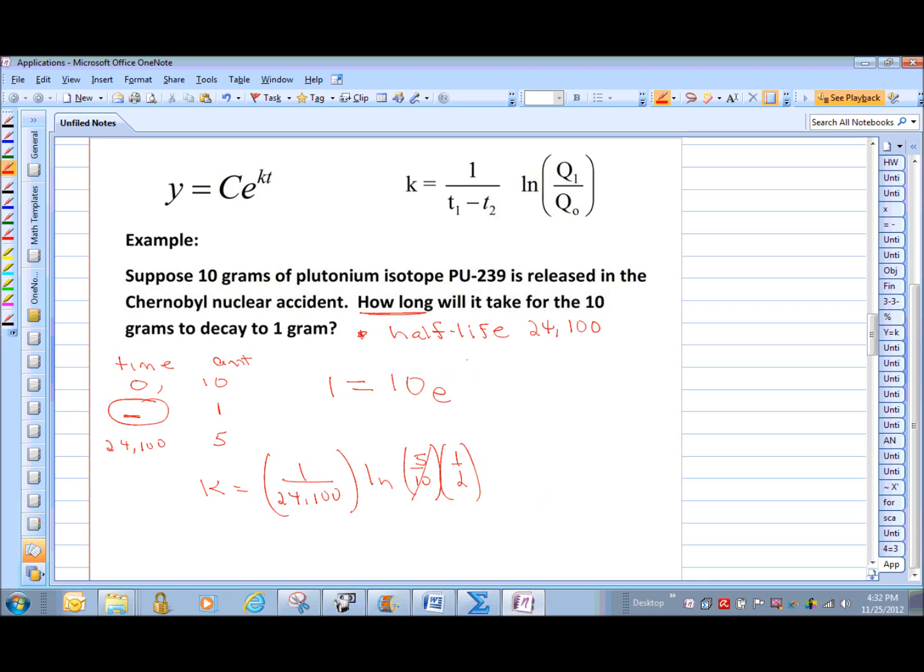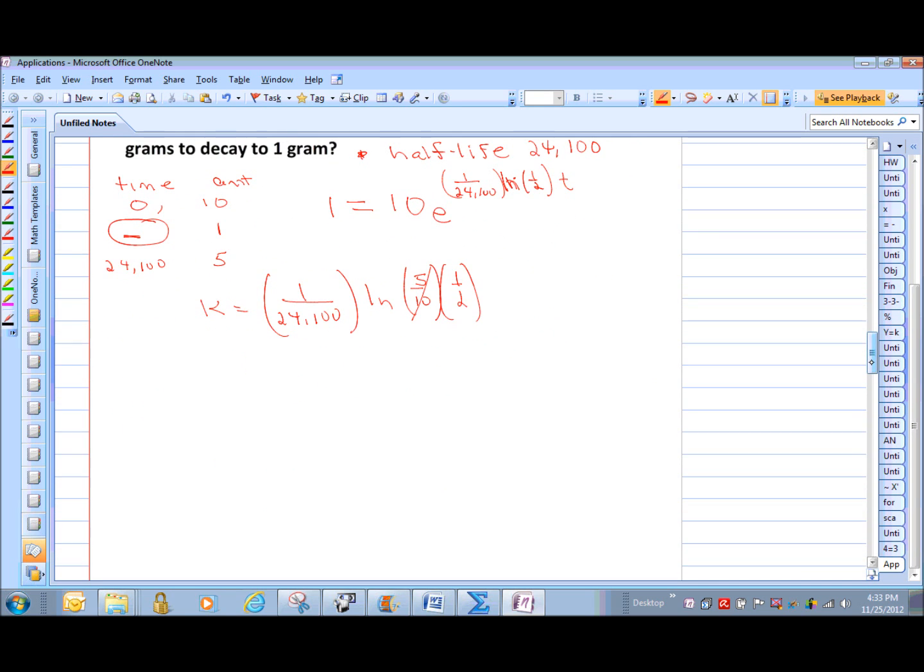So I'm going to plug this in, so it'll be e, and I'm just going to write it all in, and that's what I expect you to do on your test. So 1 over 24,100 ln 1/2. And then we will solve for t. All right, so let's go ahead and start doing that. I'm going to rewrite this so we can go ahead and do our work. So I'm going to say 10 e raised to the 1 over 24,100 ln 1/2 times t. And of course that equals 1.